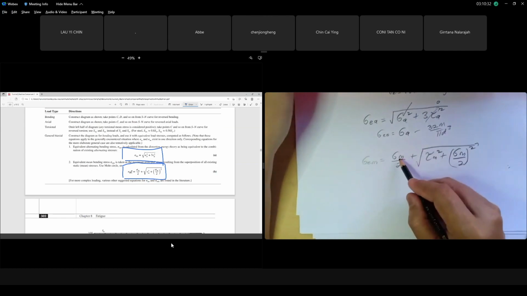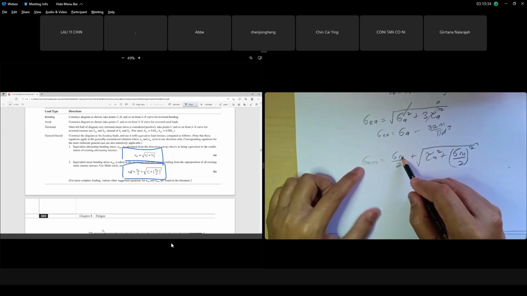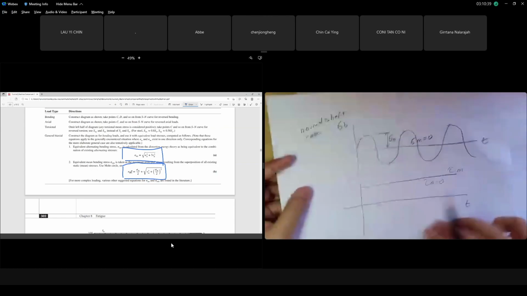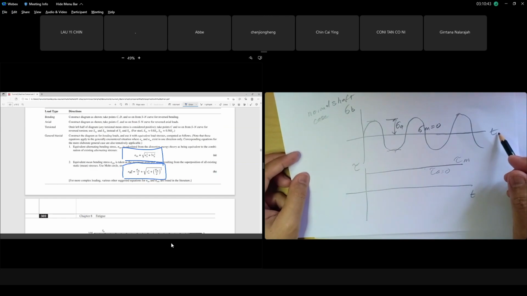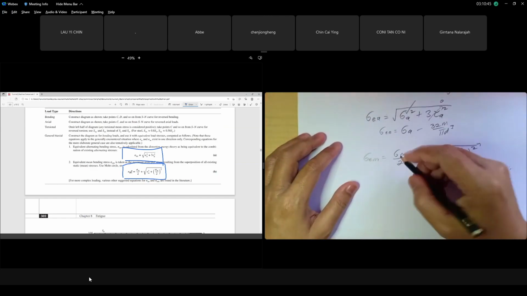Okay, this is the question. Do you have sigma mean? Bending ada mean tak? What's the value of sigma mean here? Yeah, 0. This one 0. This one because sigma mean is 0.